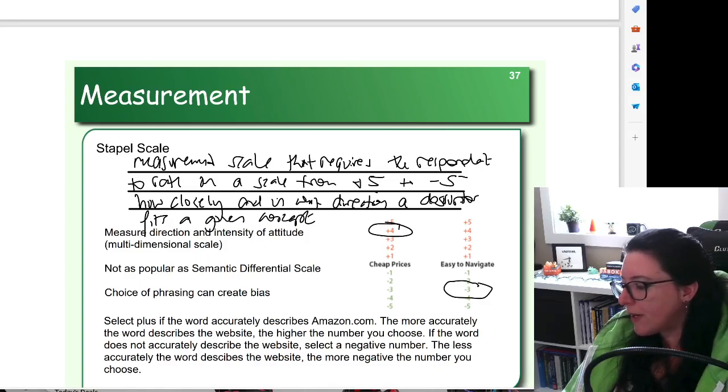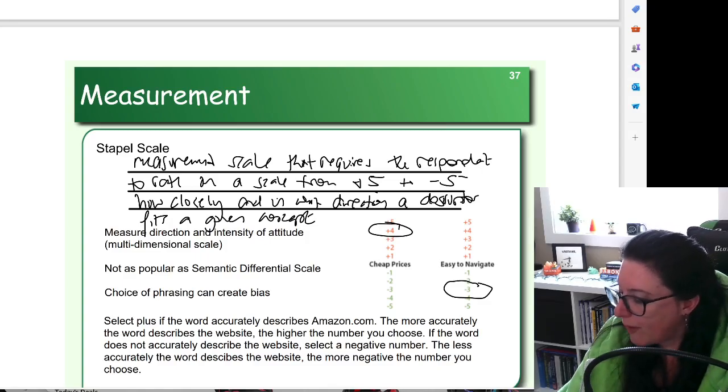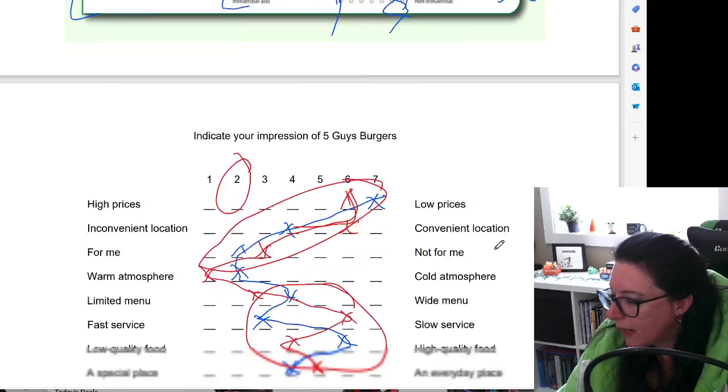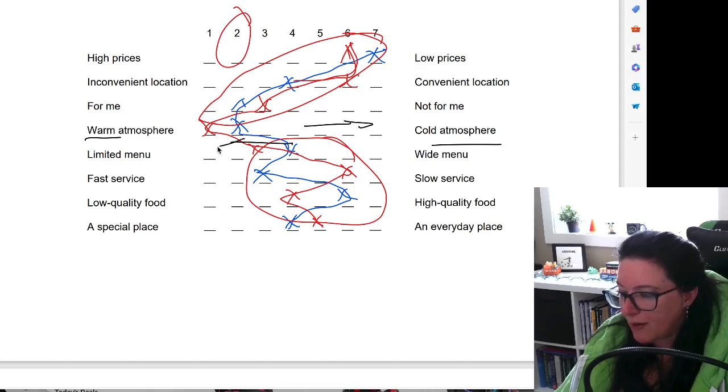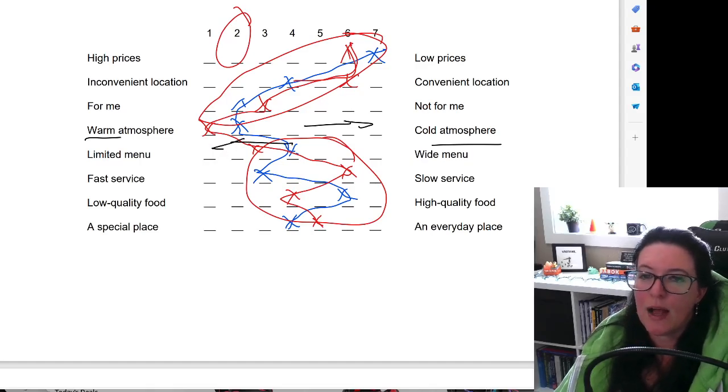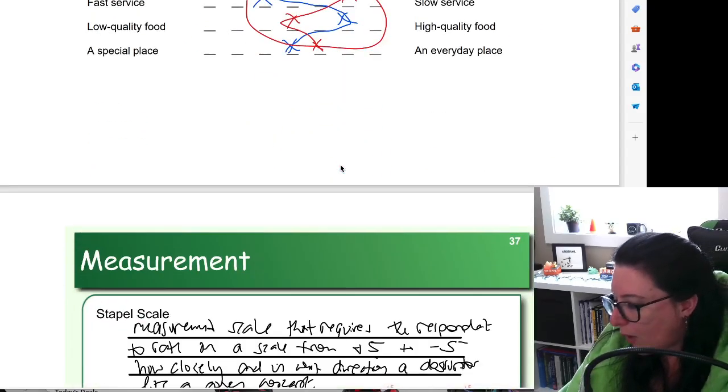So not as popular as the semantic differential scale. Notice its similarity with that semantic differential scale because it goes to those different extremes. It would be the equivalent of this being +5 that direction, -5 that direction, as we were looking at these particular ones.